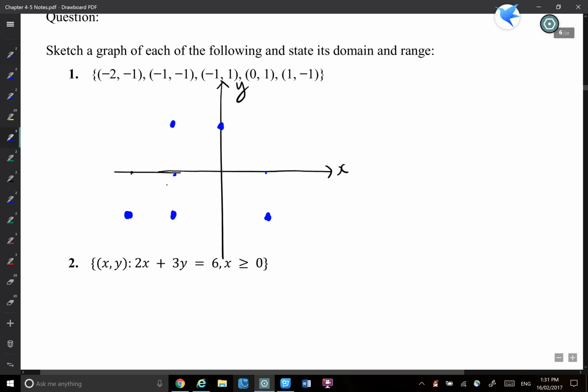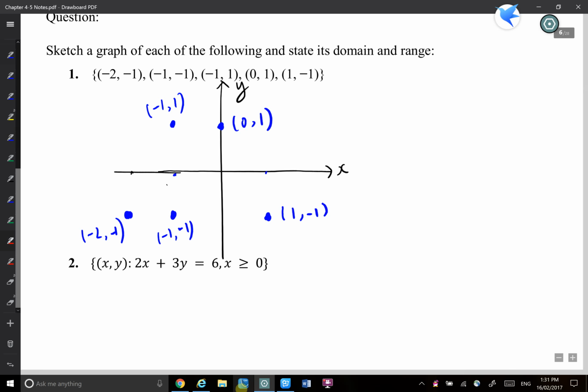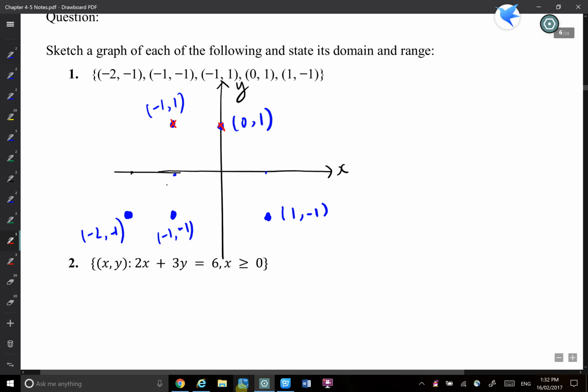It is better to label them, but it's hard to label. The points are (-1, 1), (-1, -1), (-2, -1), (1, -1), and (0, 1). So you have those 5 dots.